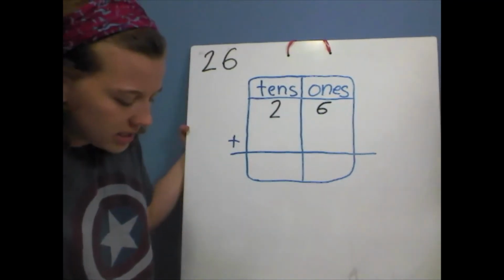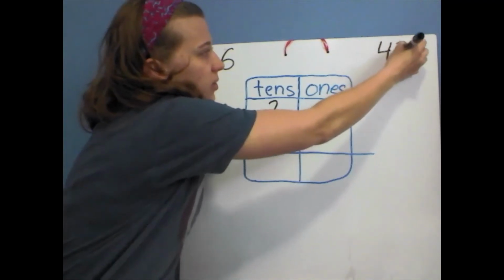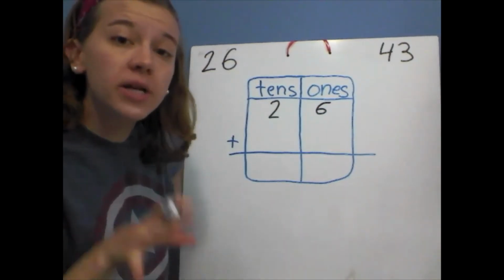Then how many home runs did they hit this year? This year they hit 43. So let's put that up here so we can remember. So this year they hit 43.